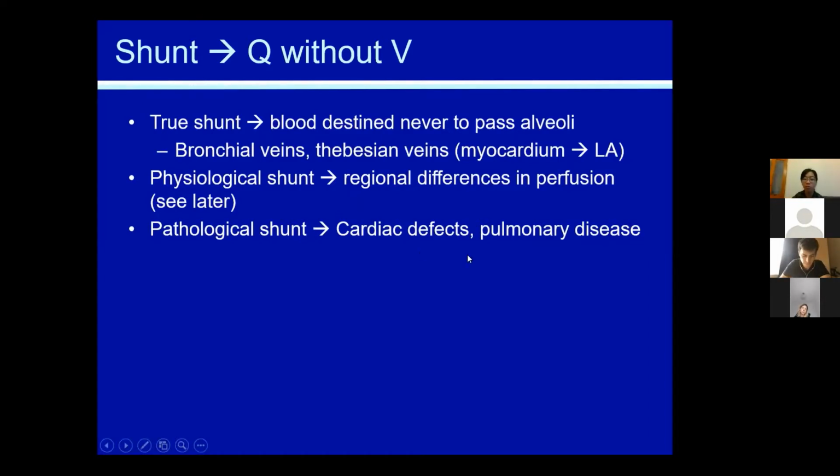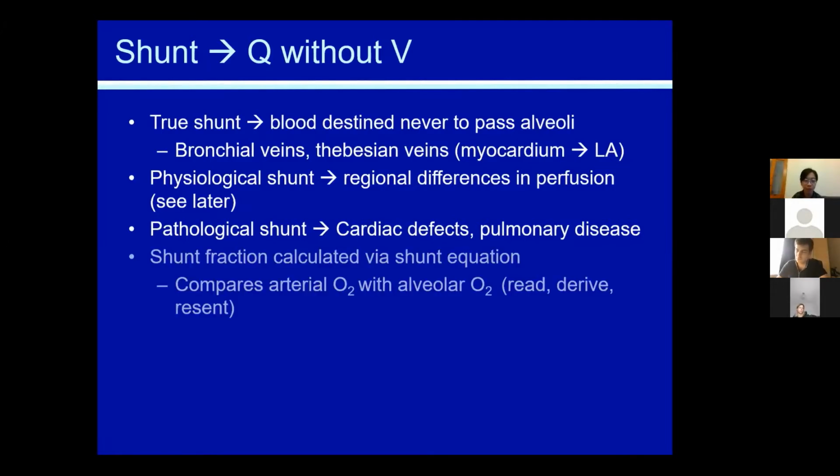Important example are cardiac defects. So your right to left shunt, where your heart goes straight from your right side of the heart to the left side of the heart, bypasses the lungs altogether. And various types of pulmonary disease, pneumonia, pulmonary embolism, anything that causes more mismatch in the lungs between perfusion and ventilation. There is an equation.